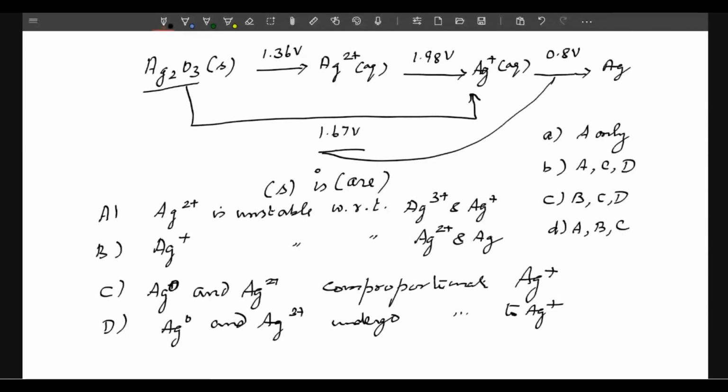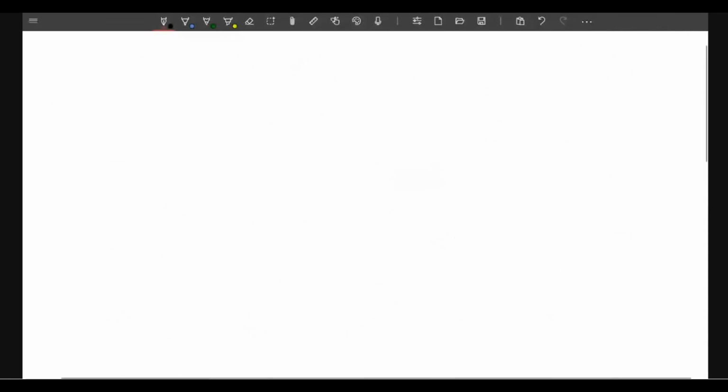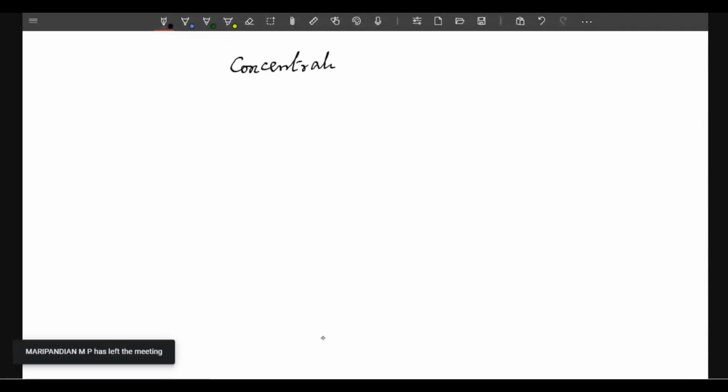With this, we finish the applications of the electrode potential. And now we are going to see the concentration cell. What do you mean by a concentration cell? This is also a voltaic cell, but here the voltage is produced in what way?